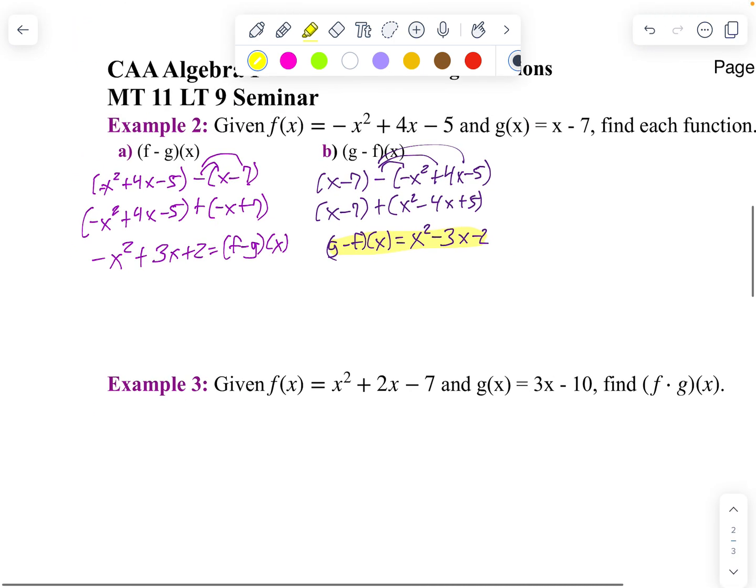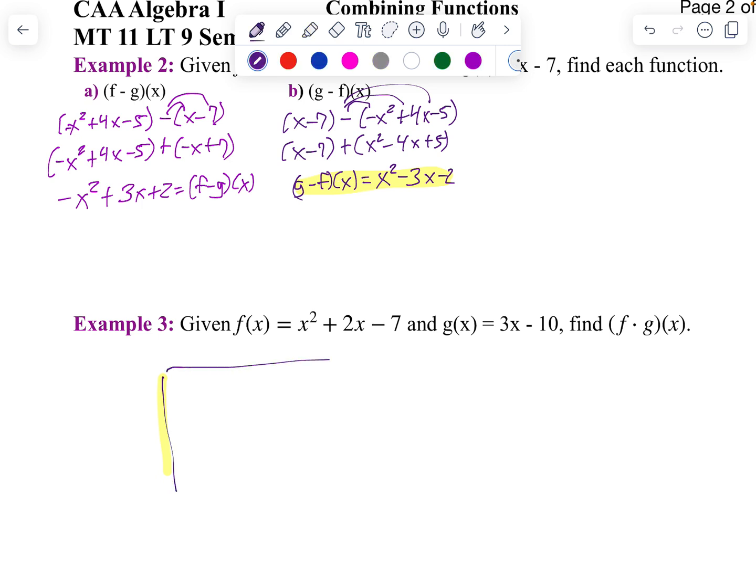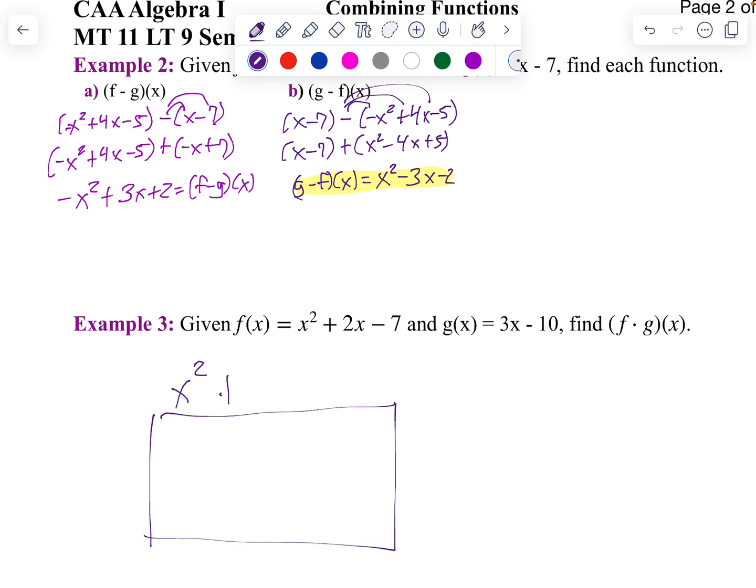Now, if we take a look at multiplying, like we do on example 3, we did this in chapter 10. We are just going to make a box and multiply. I don't like how that box looked. I'm going to start over. There we go. So I'm going to say x squared plus 2x minus 7. I'm going to multiply that by 3x minus 10. So I'm taking a quadratic times a linear.